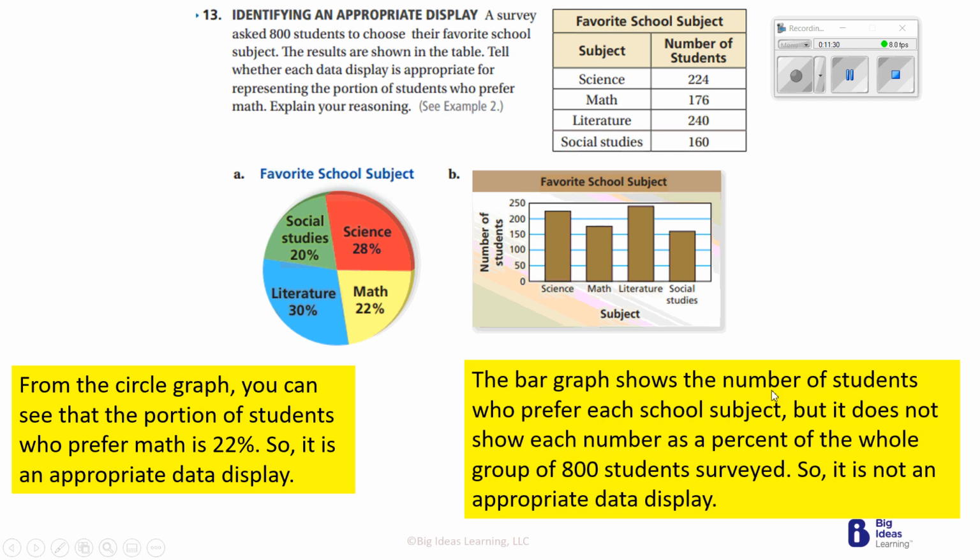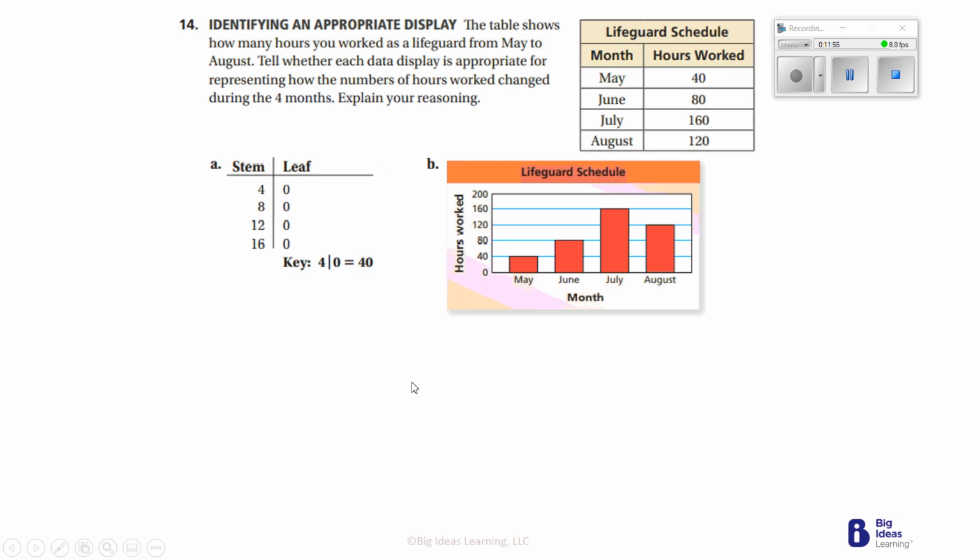The bar graph shows the number of students who prefer each subject, but it does not show each number as a percent of a whole group of 800 students surveyed. So it is not an appropriate display, okay? It's not showing the comparison to the total number of kids in the school. It's just giving you an idea of comparison between each subject and not as a whole group of 800, all right? Number 14 is yours to do.